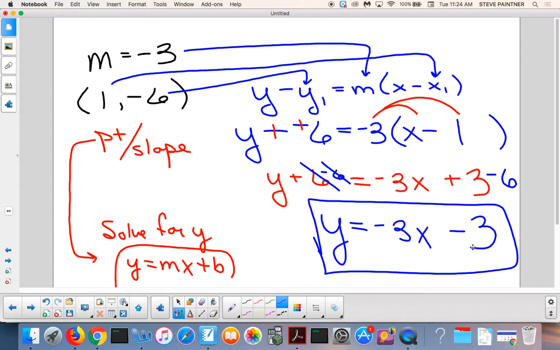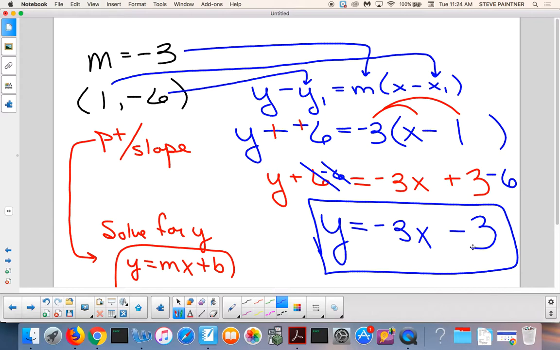Ten minutes ago, I told you to do the same problem, and you did this. You stuck the slope in front of x. You wanted your b value. You had to solve for b, you got -3, you put it here. Well, look at this, look at that. They're the same. Now, guys, you can do it either way. This way is called doing it with point slope form. This way is saying solve for b.